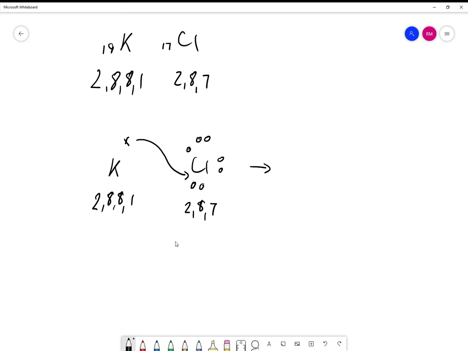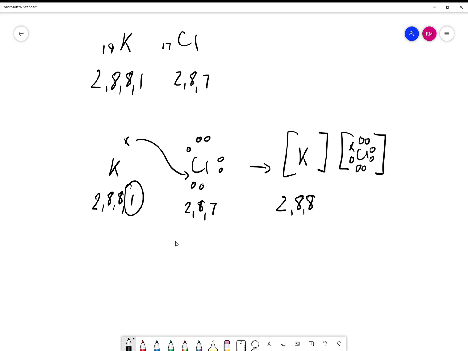Okay, showing that the metal has lost the electron and the non-metal has gained that electron. So my potassium now I put in square brackets. On my chlorine, I put my 7 dots in. I'm showing my 1 electron has come from the potassium. This is now 2,8,8. It's lost that 1 electron there. And the chlorine is of course now 2,8,8 also. It's called a chloride ion.